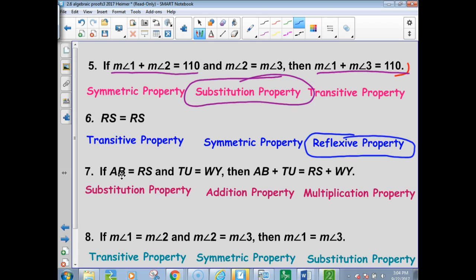And then let's see what this one does. Oh, this looks like it might be coming on to be a transitive, but it's not. And I didn't even give you that option. AB is equal to RS and PU is equal to WY. Then they took this and added it to that, and they took this and added it to that and made this. These guys were equal, so they added something equal to both sides, which is, yep, the addition property.